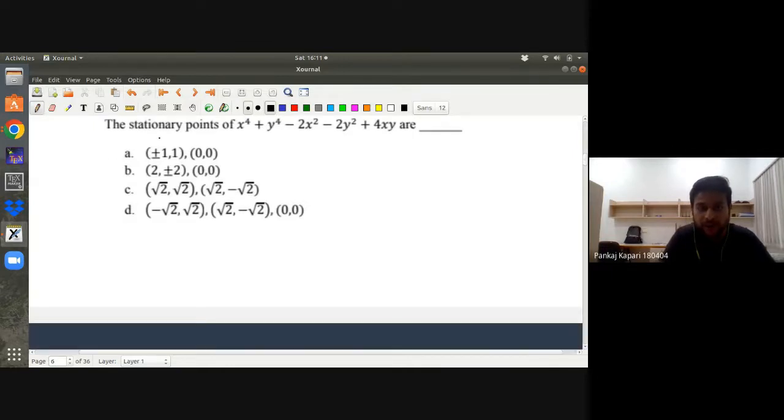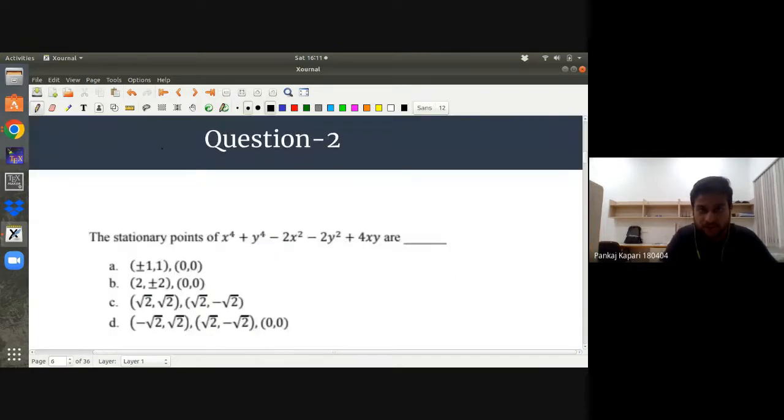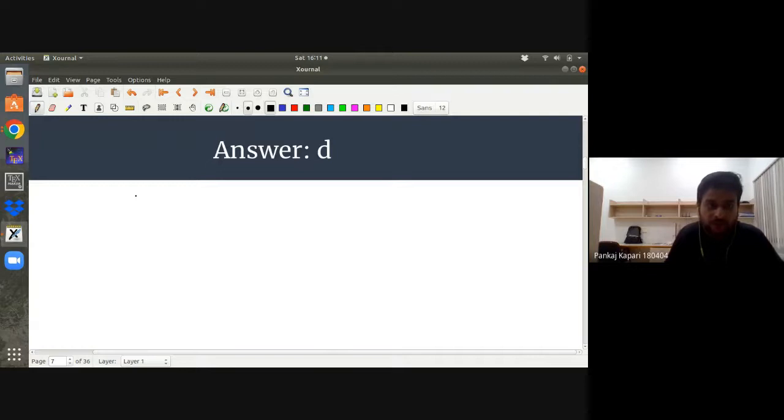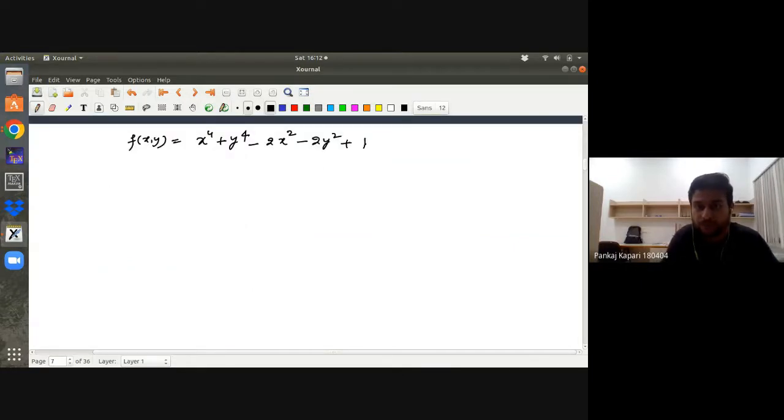Okay, for finding these particular points, what is our function? Our function is f(x,y) equal to x to the power 4 plus y to the power 4 minus 2x square minus 2y square plus 4xy. And we have to find the critical points of this function. What we will do is calculate the first partial derivatives of f with respect to x and y and put them equal to 0.